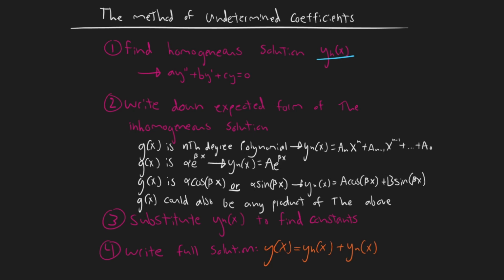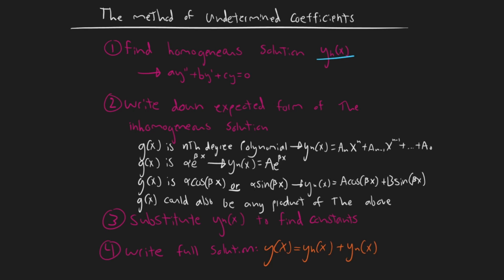Step 2 is going to be kind of the meat of the actual method of undetermined coefficients. And so step 2 is going to be different depending on what g of x looks like. So what's common across every kind of g of x is you want to write down the expected form of the inhomogeneous solution. But that expected form that you write is going to be different based off of the g of x that we're working with here.